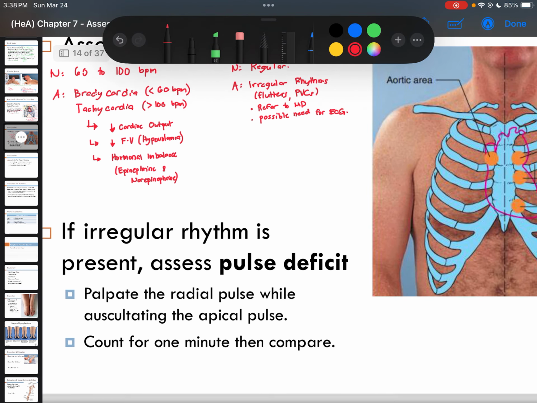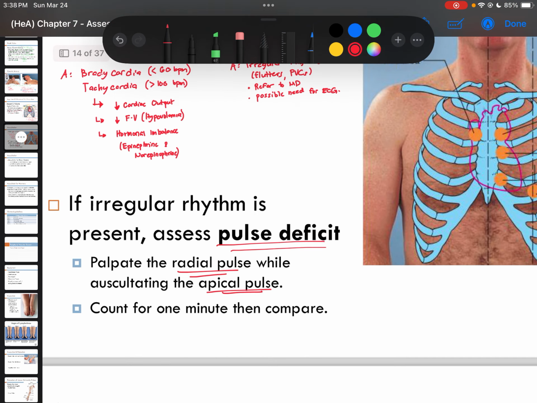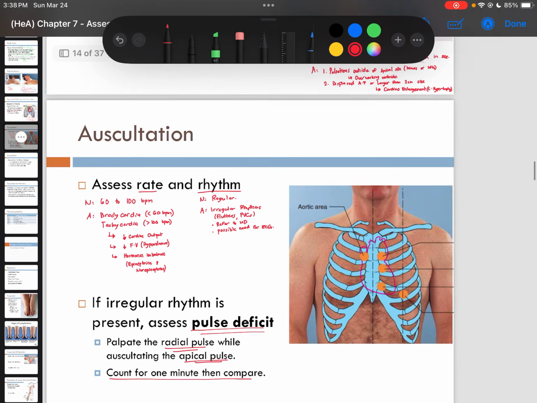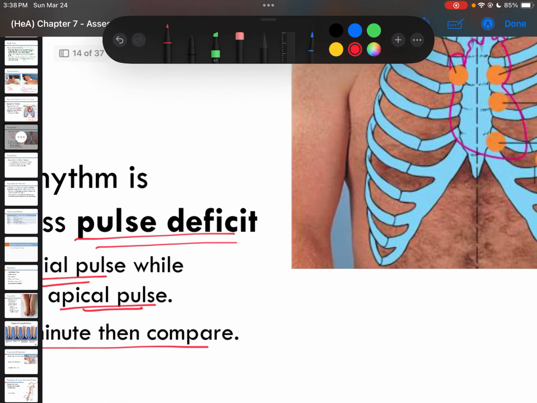Next is, if an irregular rhythm is present, assess pulse deficit. Pulse deficit: palpate the radial pulse. If you remember, the radial pulse is the one at our thumb side, at our wrist, while auscultating the apical pulse. So one hand should be at the wrist of the patient, while the other hand auscultates the apical pulse. Now, you count for 1 minute and then compare.